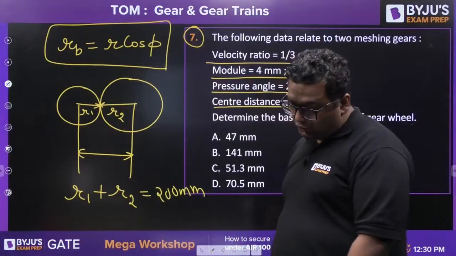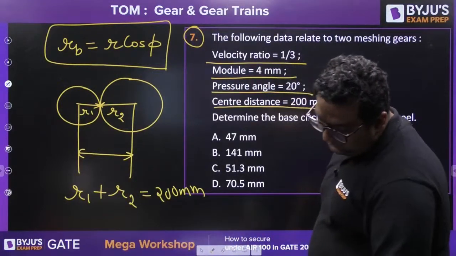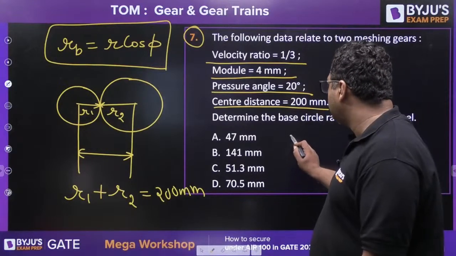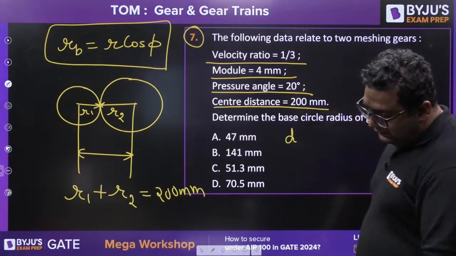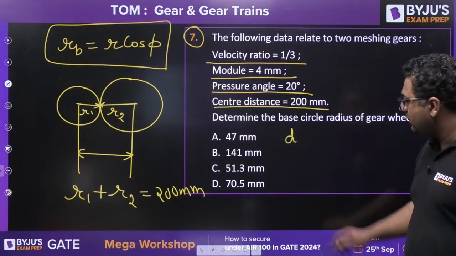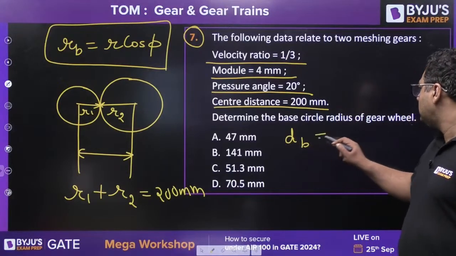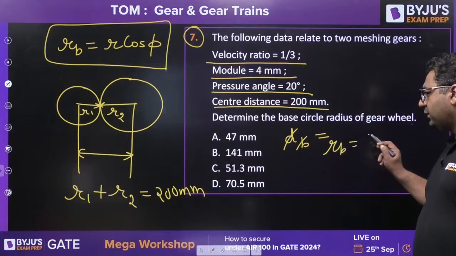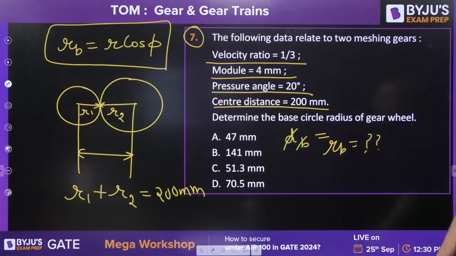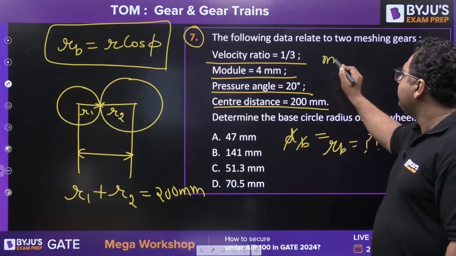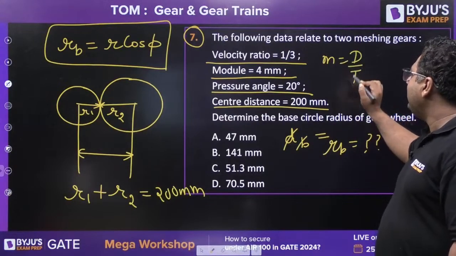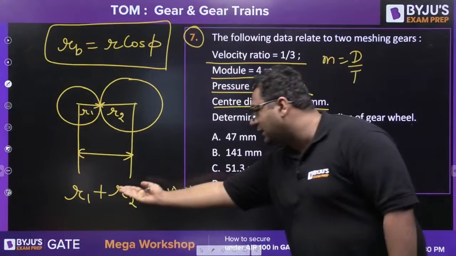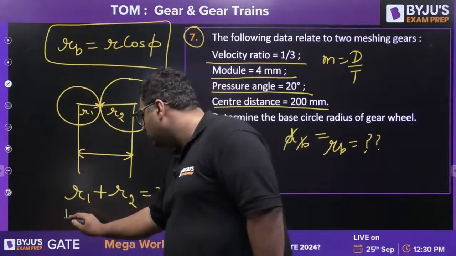Yes guys, try to solve it. It is given to us. You will use this as first equation. Then you know that diameter you need to find out of the base circle. Sorry, not diameter, radius. Radius is required. Module is given, D by T. So you also know R can be written as MT by 2.